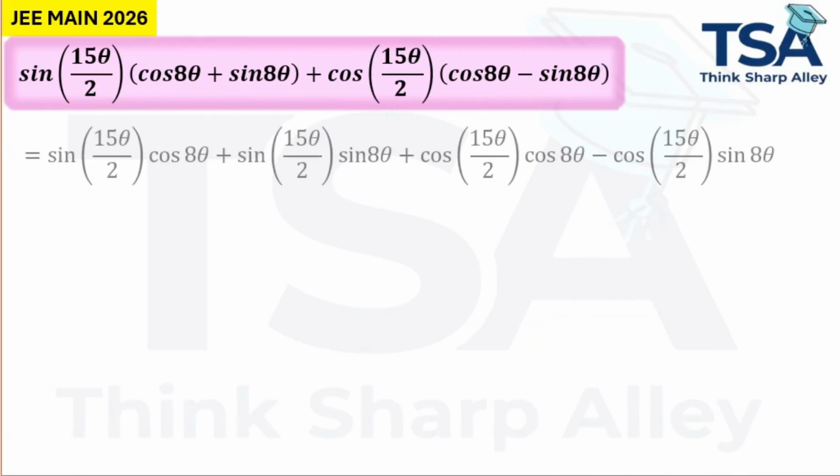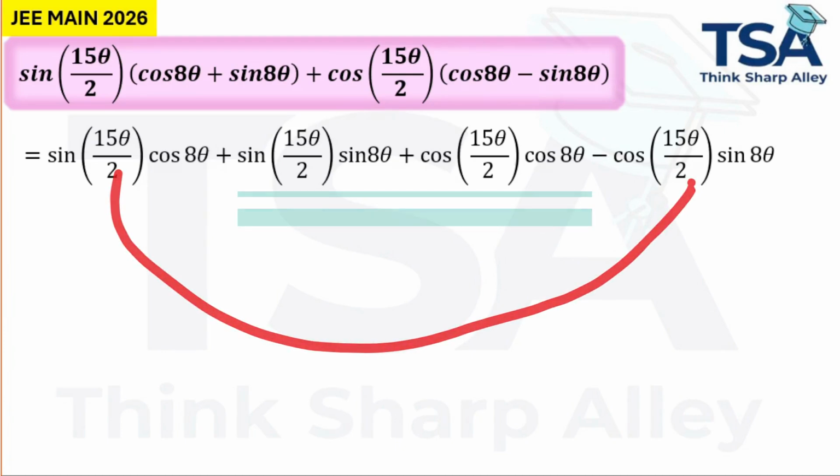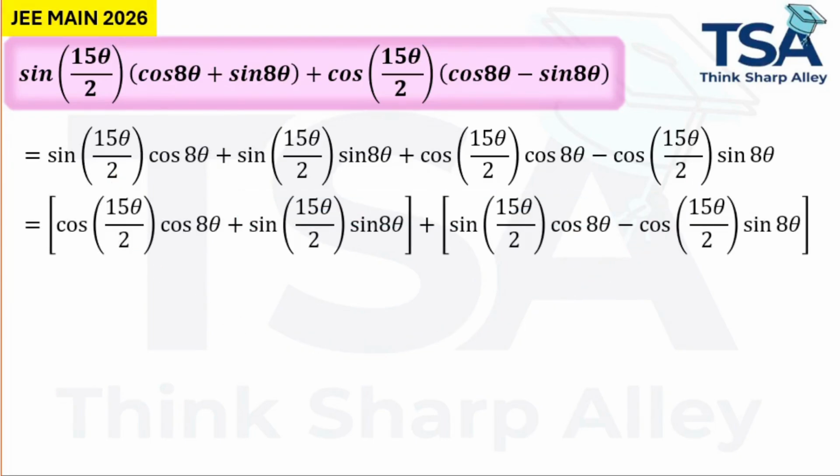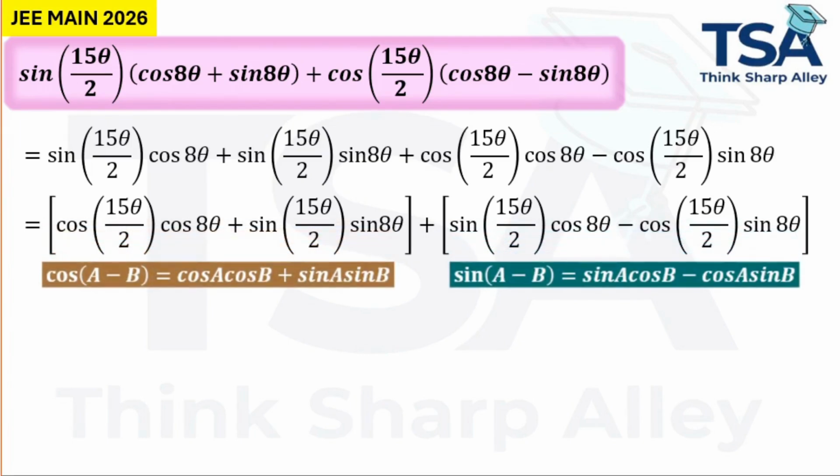Let's open up the bracket to see the underlying pattern. Now let's group the terms to match our classic identities. Look at those two brackets. They are a perfect match for standard trigonometric expansions. First bracket fits cos(A minus B), which is equal to cos A cos B plus sin A sin B. And second bracket fits sin(A minus B), which is sin A cos B minus cos A sin B, where A is equal to 15 theta by 2 and B is equal to 8 theta.